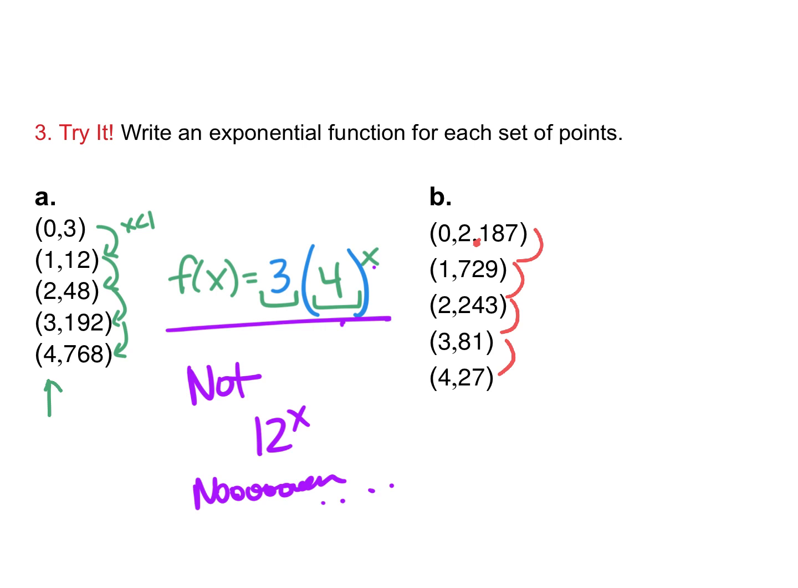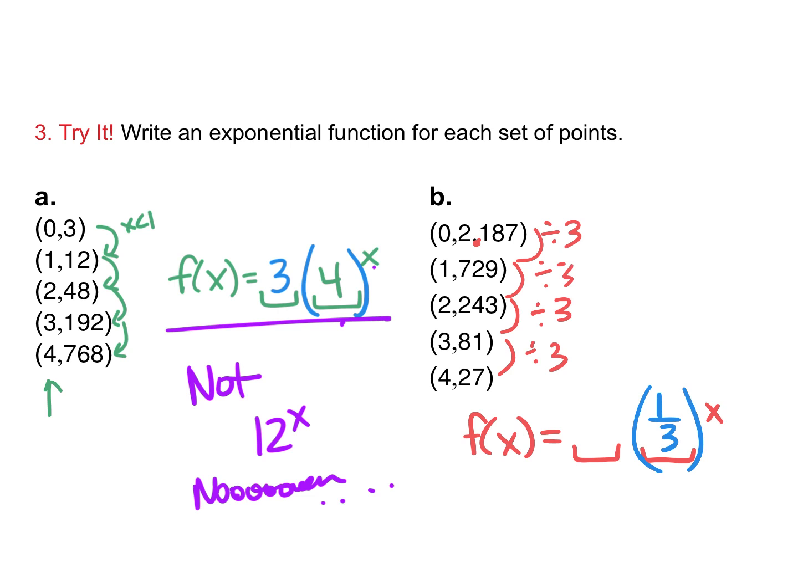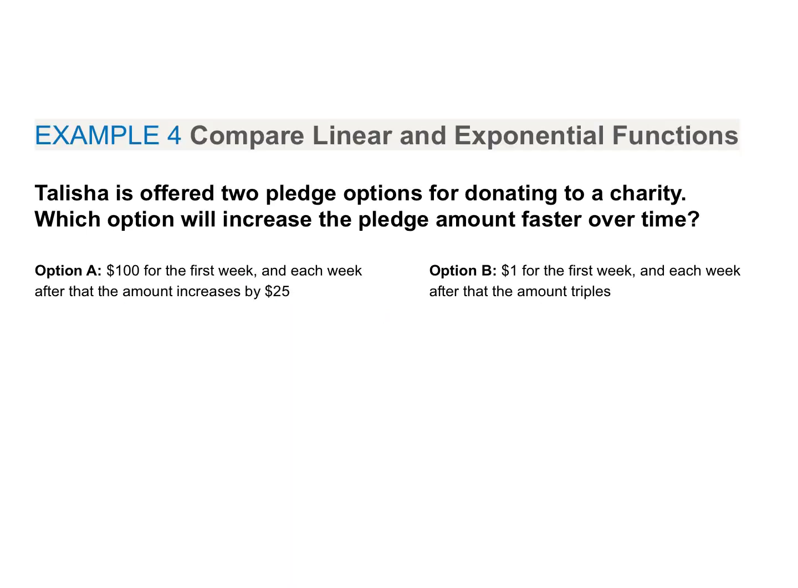What's happening here is that we are dividing by 3 each time. If you're dividing by 3, that means you have a fraction for your b value. Okay, so we're dividing by 3, which means 1 over 3, sorry that was loud, needs to go in parentheses, and then your starting value goes in front. That's your equation.